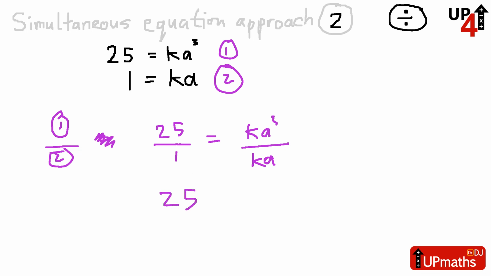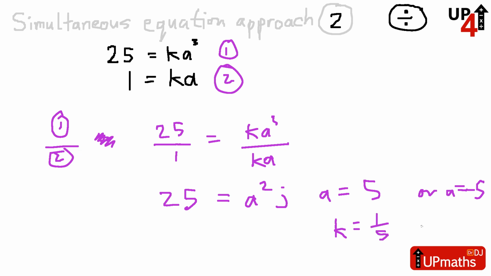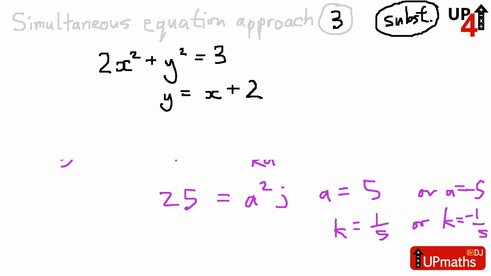So 25 equals a squared, so a equals 5 or a equals minus 5, and then we could work out what k is as well. So k equals 1/5 or k equals minus 1/5, which I would have worked out just by subbing it into one of the other equations. I actually subbed it into the second equation that looked easiest. Let's do the next approach.